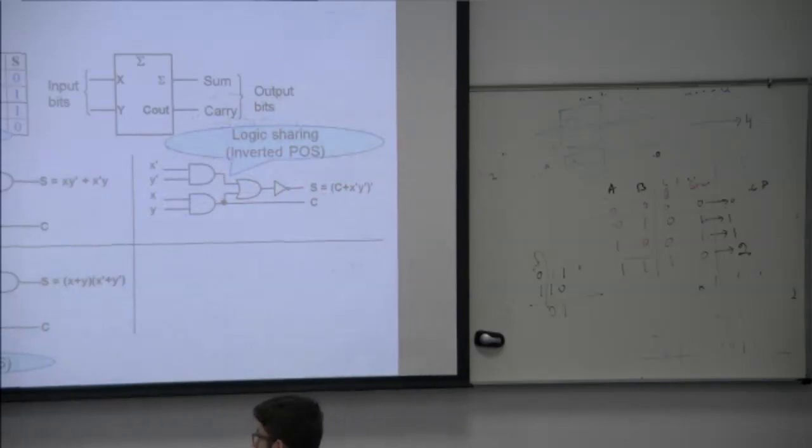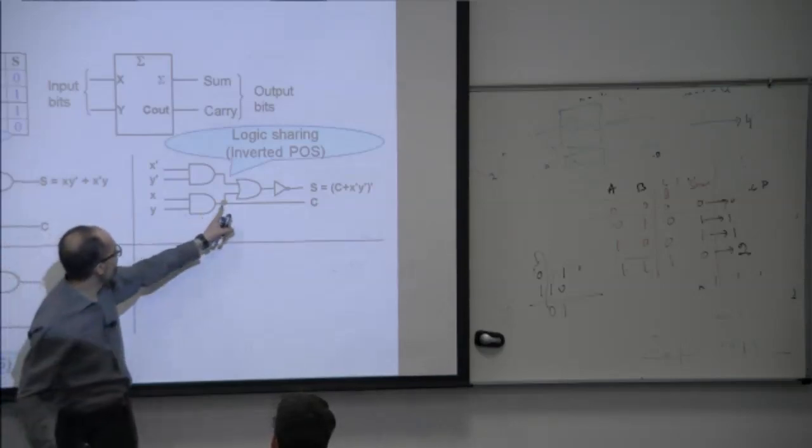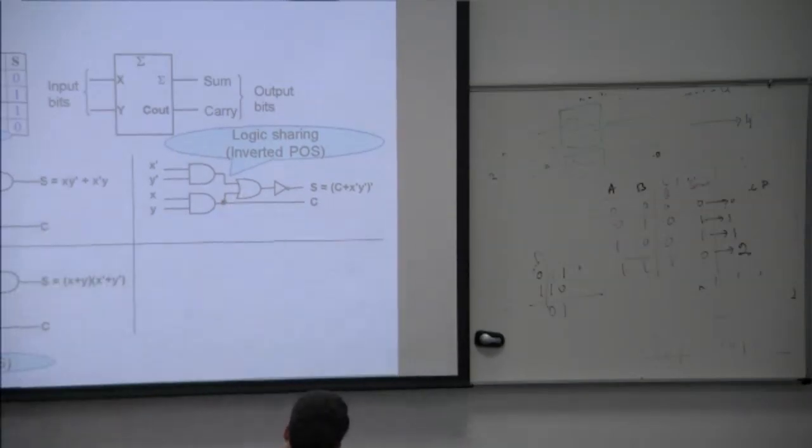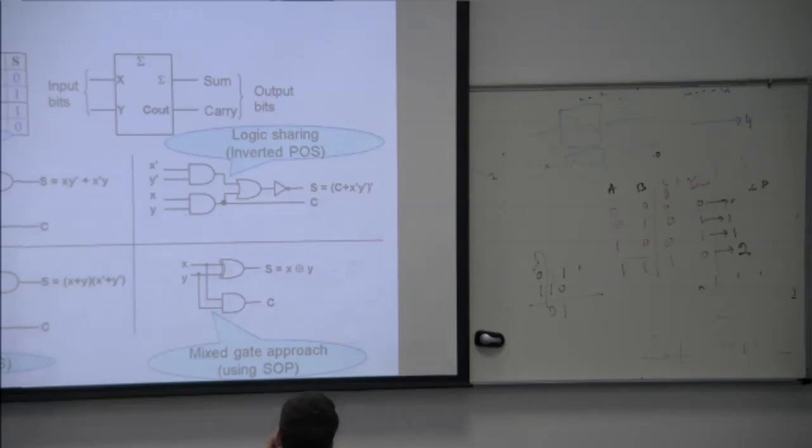This is the logic sharing approach. We do some magic. I'm not going into the magic, but this is called logic sharing, where we are sharing X Y. The same adder, but with logic sharing. We also studied logic sharing. Any question? Should we proceed? Now can you see here? What is this called? Mixed gate approach, because we use one exclusive OR gate and one AND gate. So how many implementations? 4 different implementations.